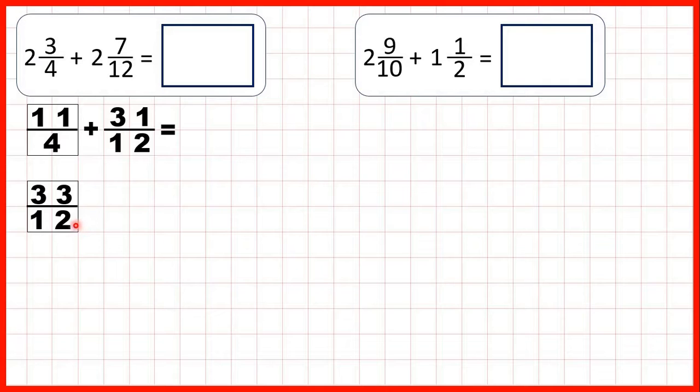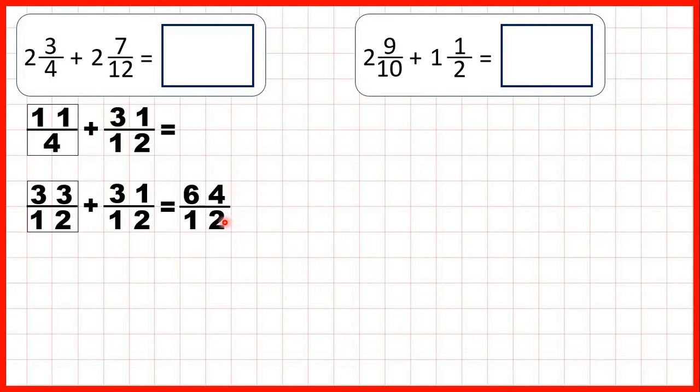4 times 3 is 12, and what we do to the denominator, we do to the numerator as well, and 11 times 3 is 33. So now we can add the 31/12, and remember, when we're adding fractions with a common denominator, the denominator stays the same in our answer, and 33 plus 31 is 64. So, as an improper fraction, our answer is 64/12. But we can turn that back into a mixed number by dividing.